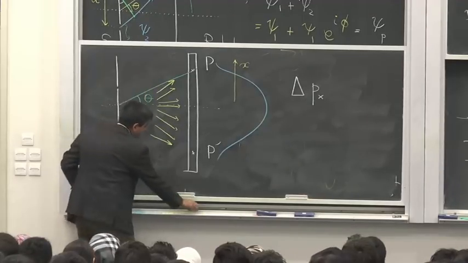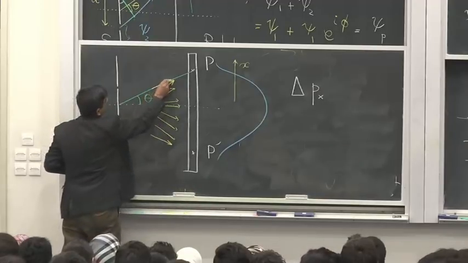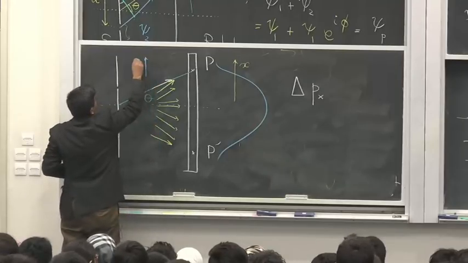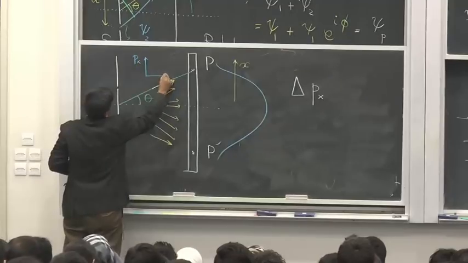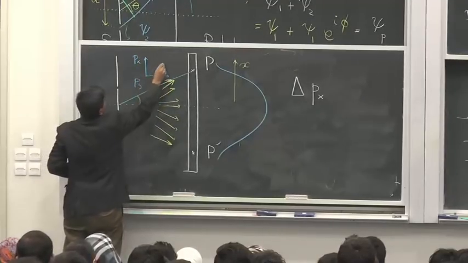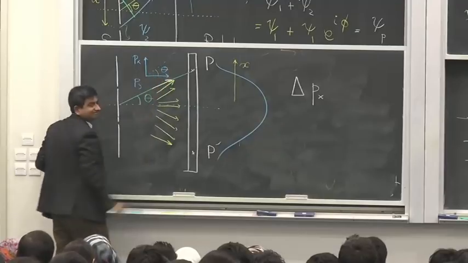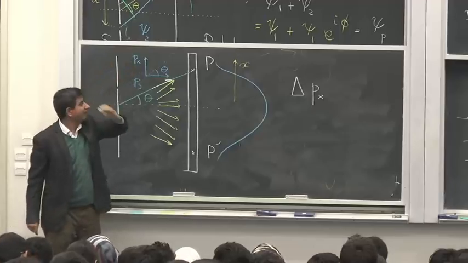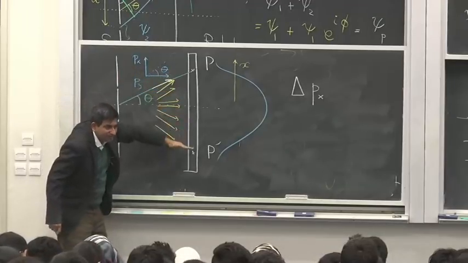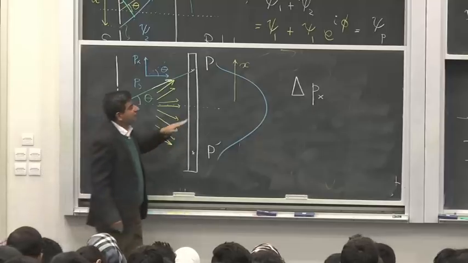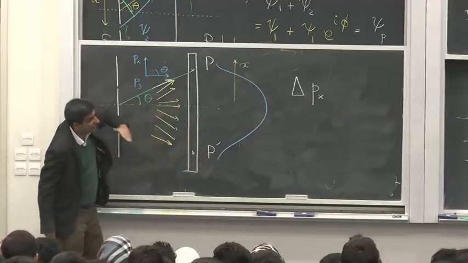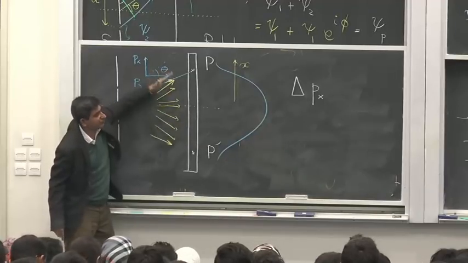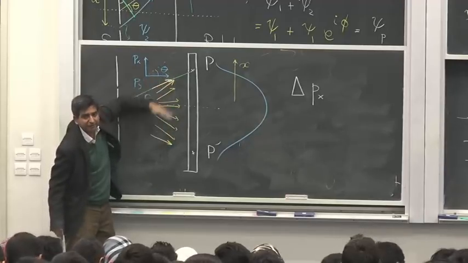So this vector over here can be decomposed into two components. This vector has an x component px and a y component py. This angle is theta. So this component is p sine of theta. All of these vectors have the same magnitude because they have the same speed. Now what about this vector? On the other extreme, we have this vector. So this gives the total range of my px's from here to here.